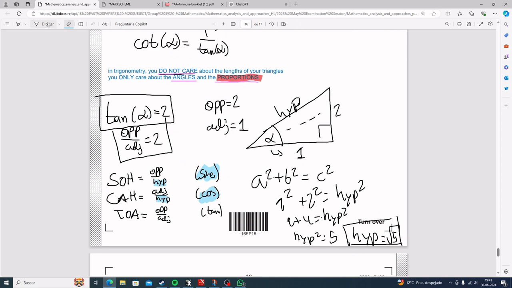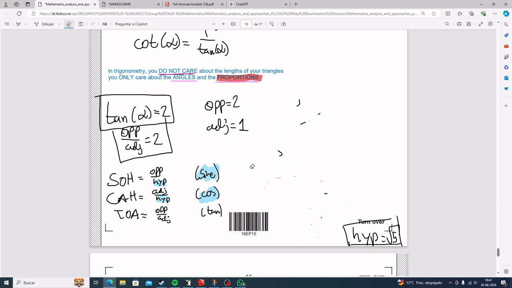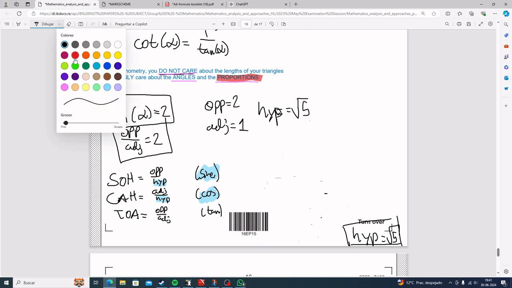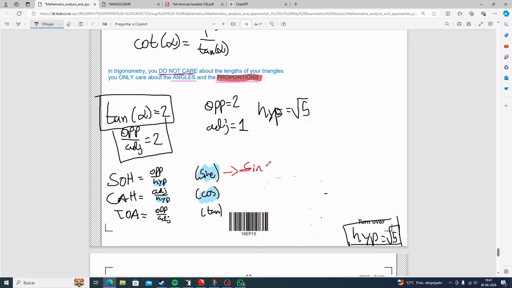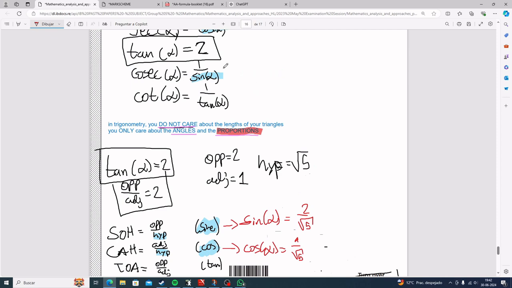So this means that for sine, let me make a little bit of space. Right now, the proportions that make this make sense is that opposite is 2, adjacent is 1, and hypotenuse equals square root of 5. And so if you go ahead and plug in, sine alpha equals opposite over hypotenuse. So sine alpha is 2 over square root 5. That also tells you that cosine is adjacent over hypotenuse, so it would be 1 over square root 5. And so now you can plug in up here knowing that information.